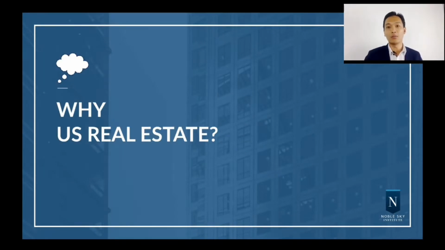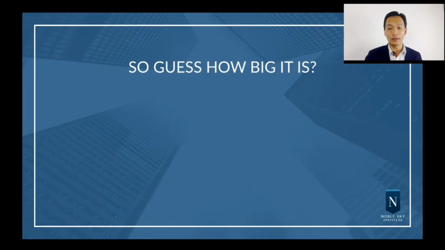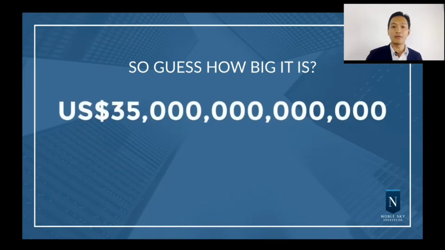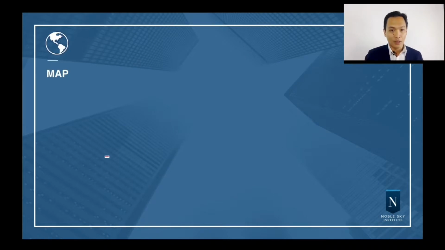Okay, so why do we acquire US real estate? All right, first is because America as a country is huge. It's big. The country is so big that you will see how small we are later on a map. In terms of the size of all real estate in America, it's about $35 trillion big. That's with 12 zeros, guys. Okay, it's as big as some countries' economies put together. That's the value of all US real estate. If you see this particular map, that's the map of Singapore.